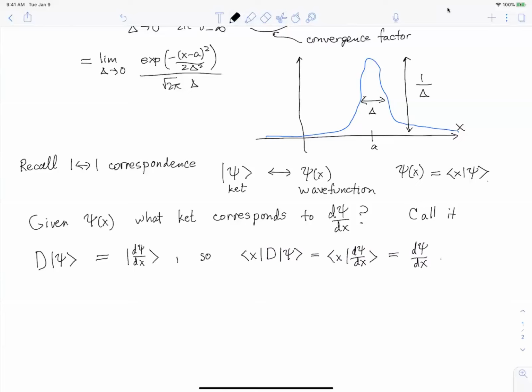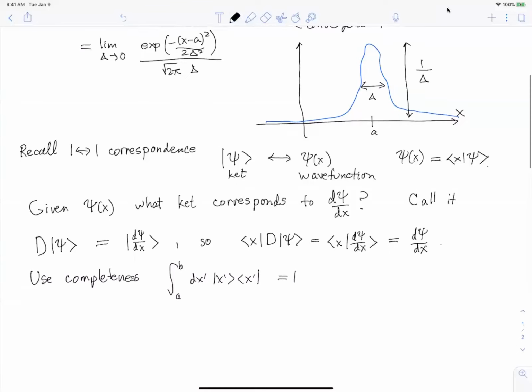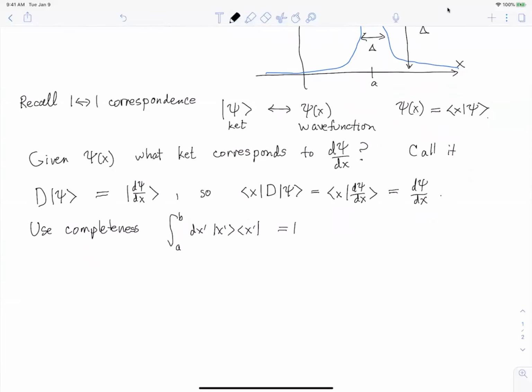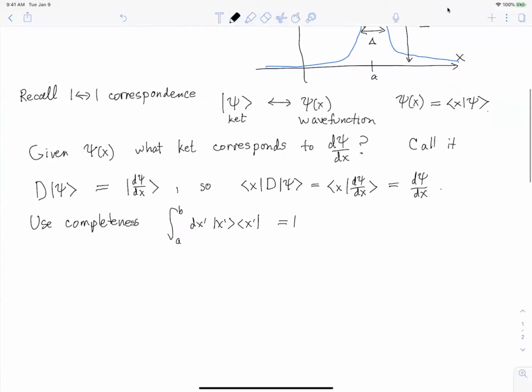Okay, so now what should we do with this? When in doubt, our mantra is to use completeness. And so let's go ahead and do that. So in this case, completeness is going to take the form that if you take the integral from a to b of dx prime, ket x prime, bra x prime, that's equal to 1. That's saying if you sum over all positions x prime, you get 1. And we're going to insert that relation into the previous equation.